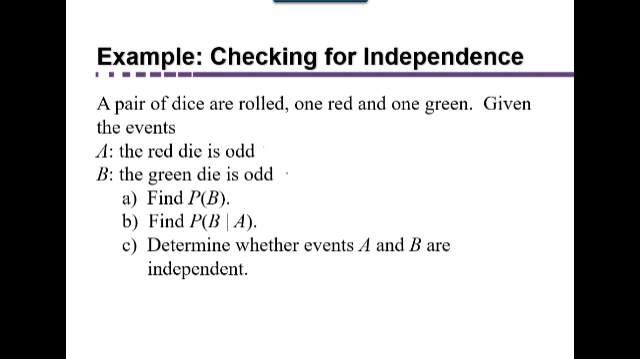So as an example, to check for independence, if we know a pair of dice are rolled, and one is red and one is green, and A is the event that the red die is odd, and B is the event that the green die is odd. Intuitively, you probably know that if you roll those 2 dice, the roll you get on one is completely independent of the roll that you get on the other one. But let's see if it fits our definition of independent events based on whether the probability of B is actually equal to the probability of B given that A has occurred.